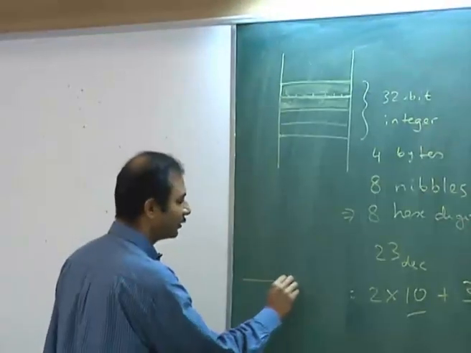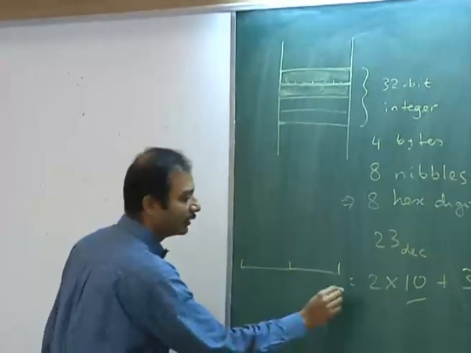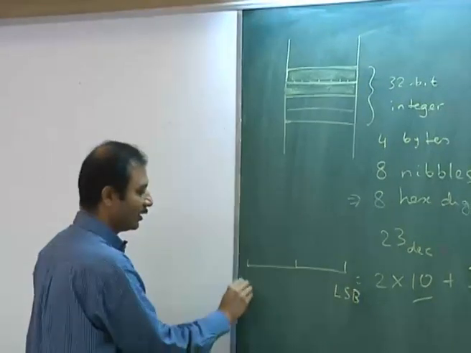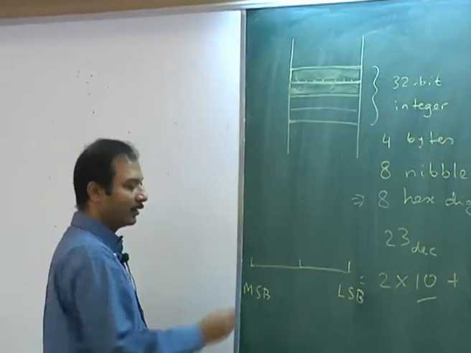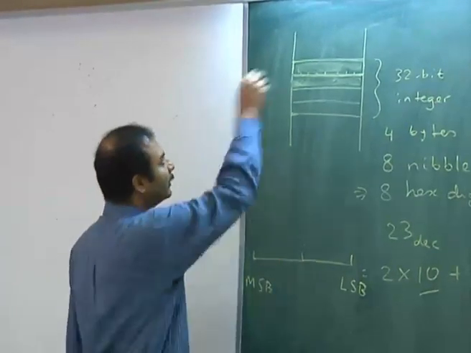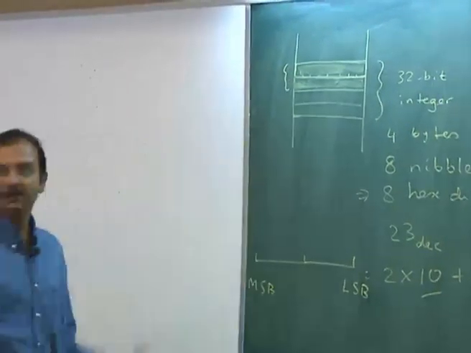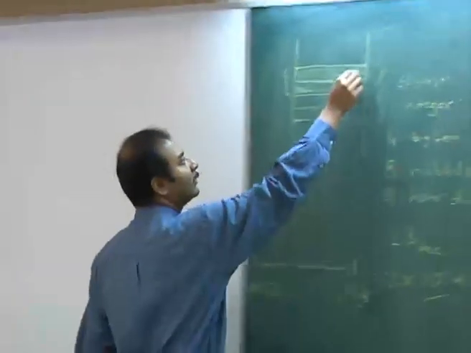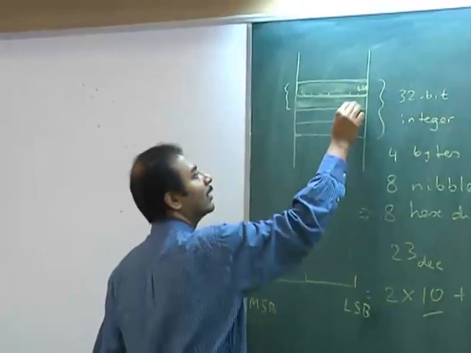There are 2 ways of doing that. If I wrote down the number in standard format where the least significant bit is here and the most significant bit is there, I'd have 2 bytes. Now, in this packing of the 2 bytes into a short, I can either have the LSB here or I can have the LSB there.